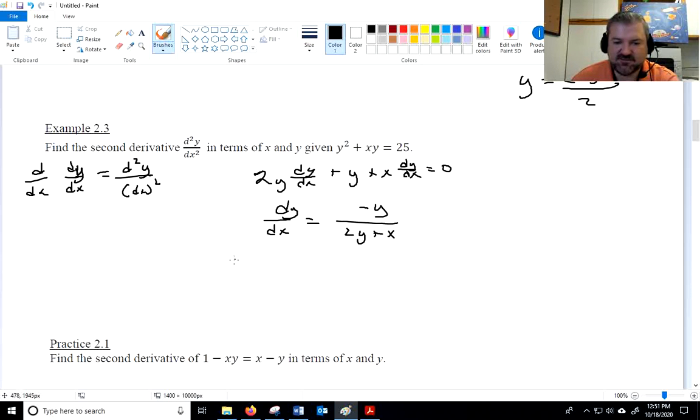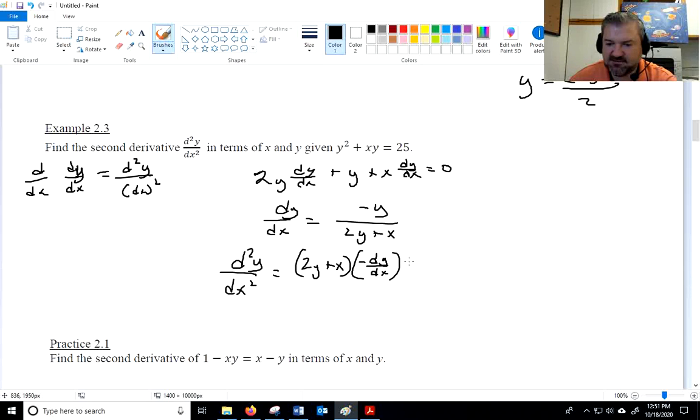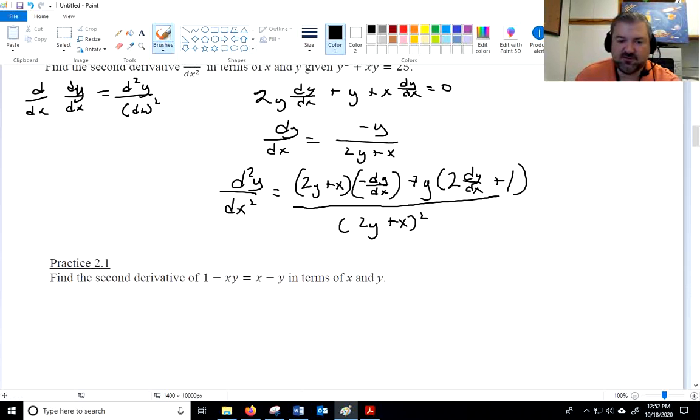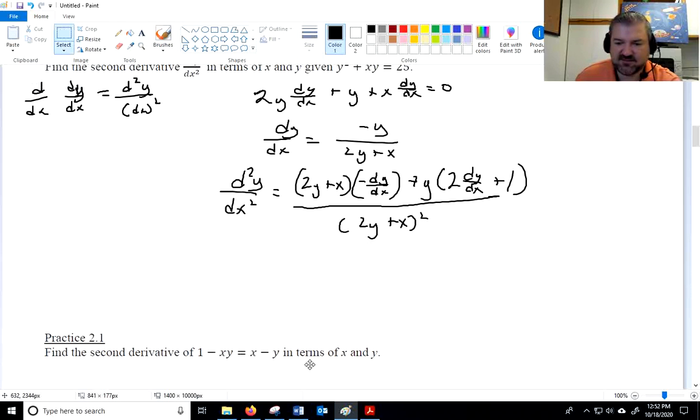Now I got to find d2y dx squared. So d2y dx squared actually requires us to use the quotient rule. So low d high minus high, so it'll become a plus y, times d low, so it's 2 dy dx plus 1, because the derivative of x is 1, all over low low. But this is not in terms of y and x. So what we need to do is we actually need to replace the dy dx with what dy dx is. So let me move that down again and do that.